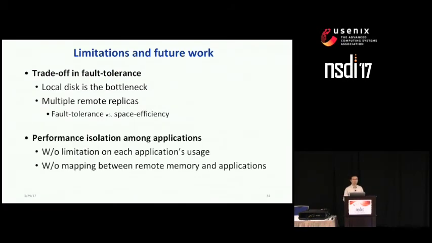The second issue is performance isolation among applications on the same host. Infiniswap cannot limit remote memory usage for each application, and it also has no knowledge about the mapping between remote memory and application. In general, Infiniswap cannot limit who uses how much, and it does not know who is using which. So applications can interfere with each other, and this makes their performance unstable.